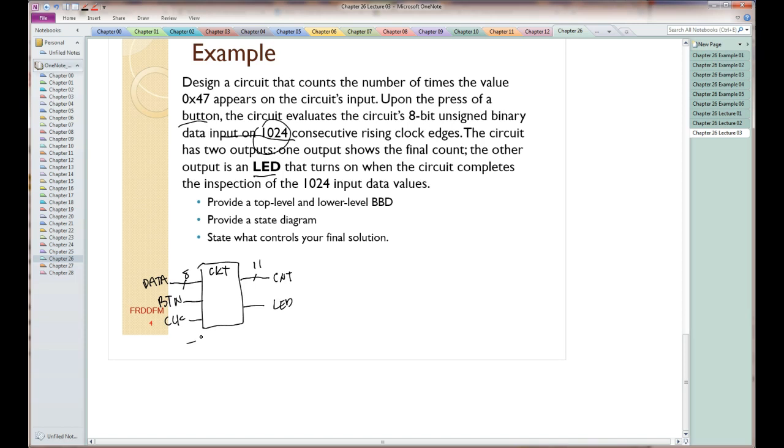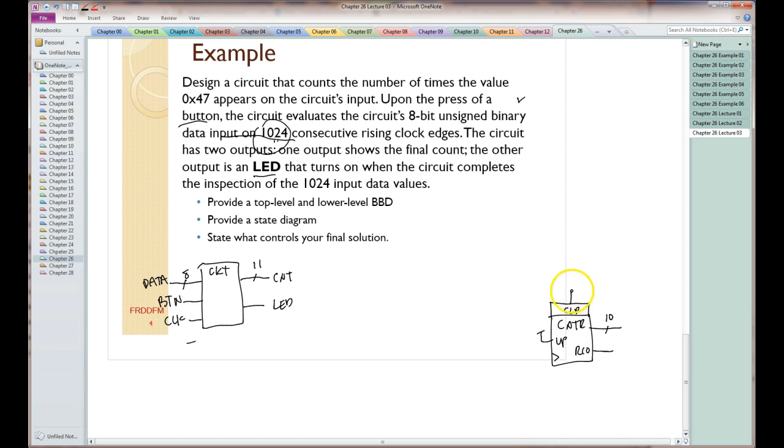So let's do this circuit. I have to have two counters in the circuit. One is an event counter. It's counting the number of times it sees 47. The other one is just the counter counting how many different values it looks at. So there's two counters. One's used as an event counter, and one is just used to do something X amount of time.